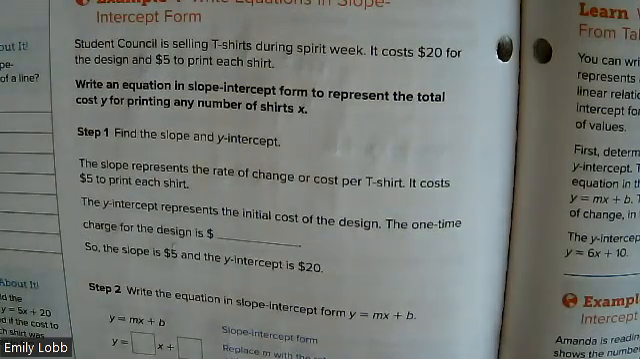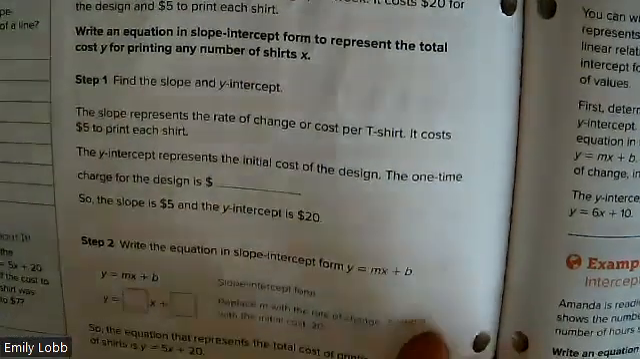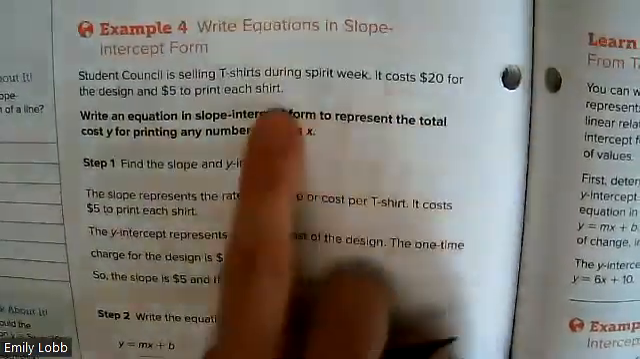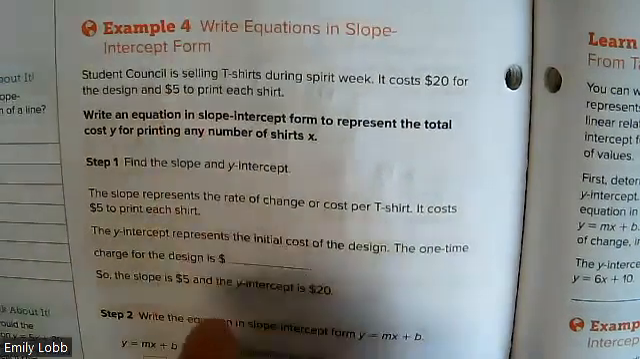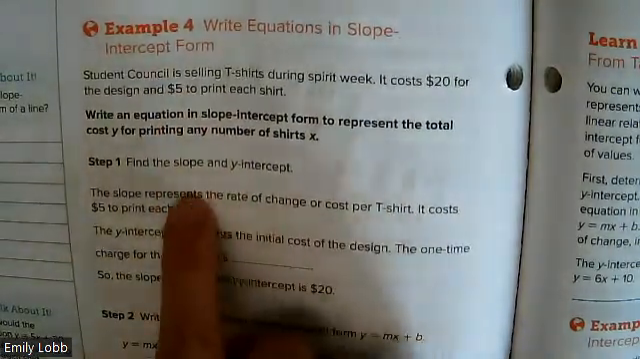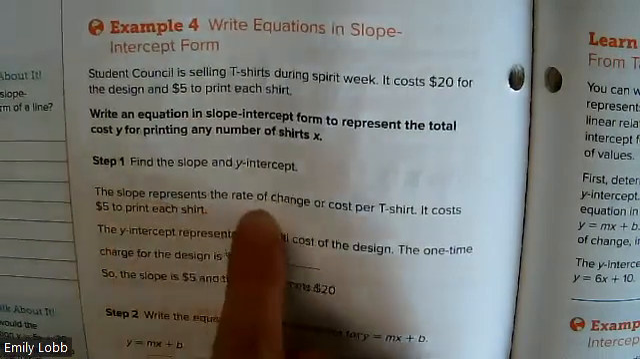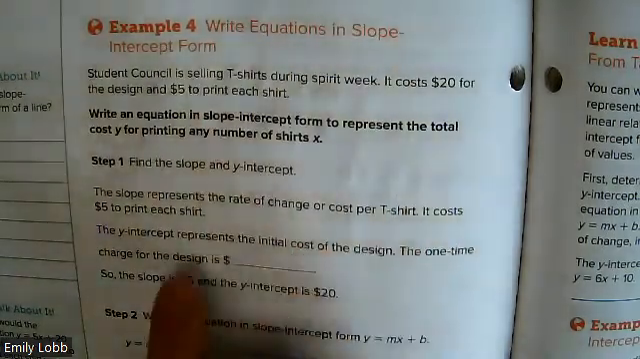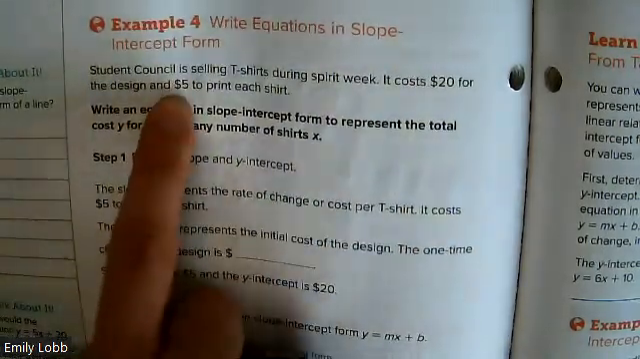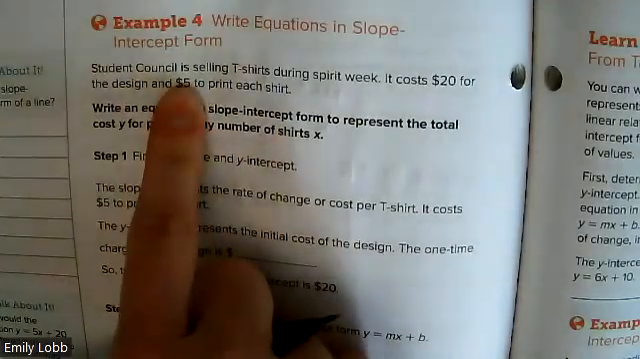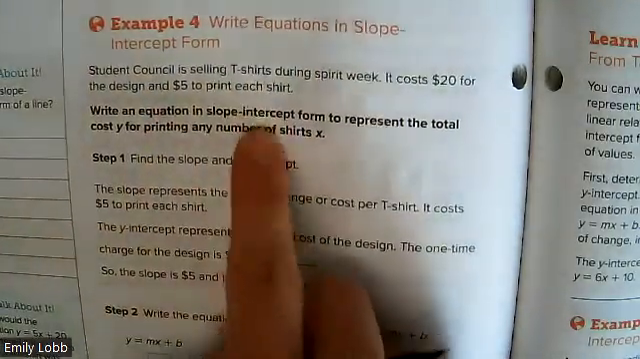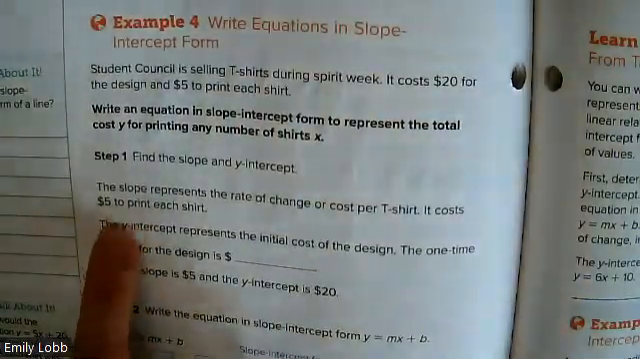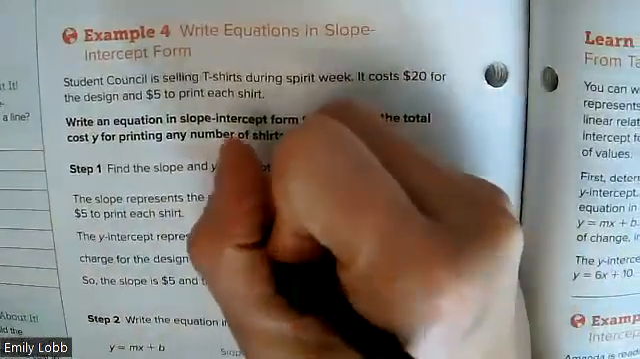So we need to find our initial cost. So the slope represents the rate of change or cost per t-shirt. What was the cost per t-shirt? $5. So that is our rate of change. So if it's telling us it's $5 for each shirt, that's a rate of change. It's changing by $5 for each shirt. So that's our slope. So m is equal to what? 5.